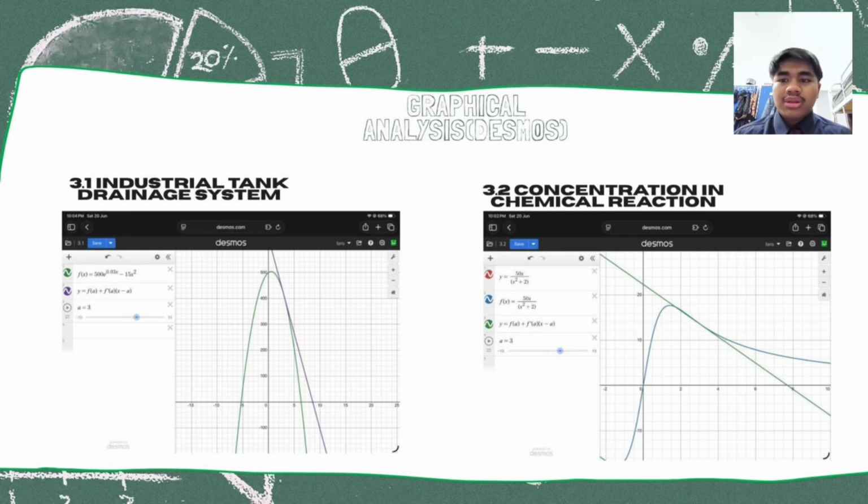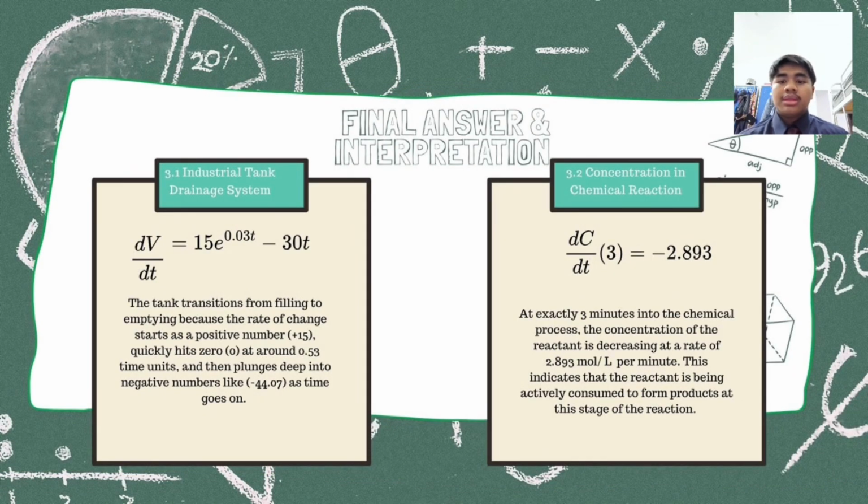For 3.2, concentration in chemical reaction, the graph represents the concentration of a reactant over time. Similarly, the tangent line shows the instantaneous rate of change of the concentration. From the graph, we can observe that the concentration decreases as the reaction progresses, which indicates that the reactant is being consumed to produce product. So now, let's look at the final answer and their interpretation.